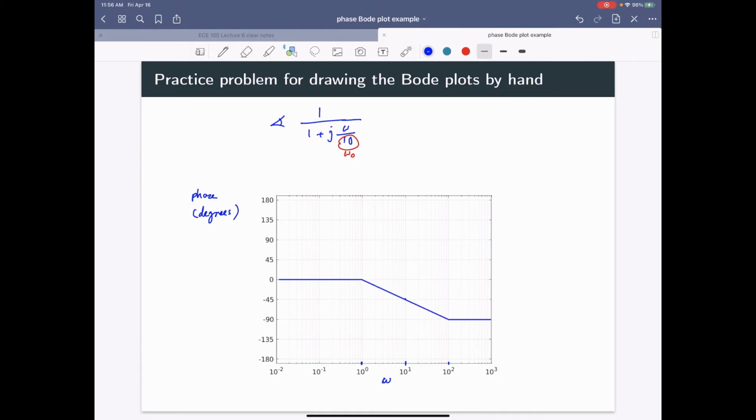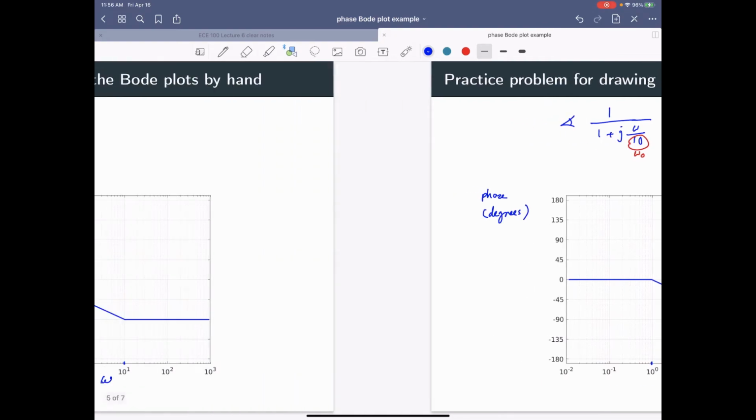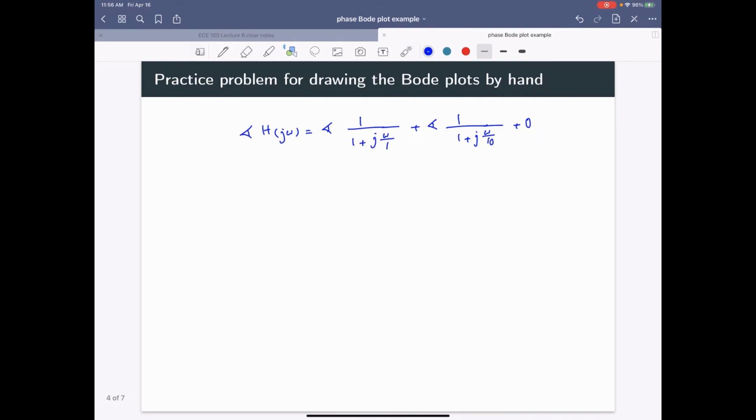Right, so the last part of the job is to connect two line segments such that the third one goes through the point of negative 45 degrees for omega naught. Right, the last part of the job is to add these two phase graphs linearly. Because I know that the angle of H of j omega is equal to the summation of the angle of the first function and the second one.